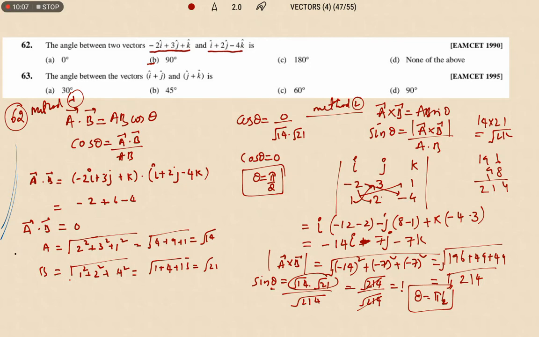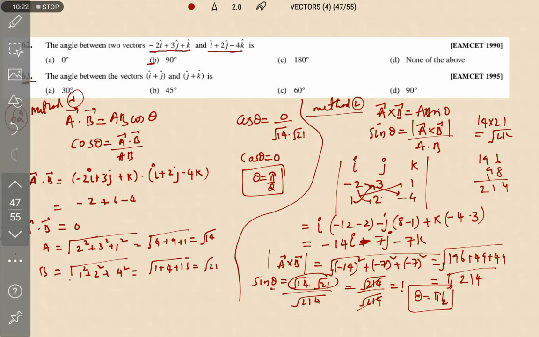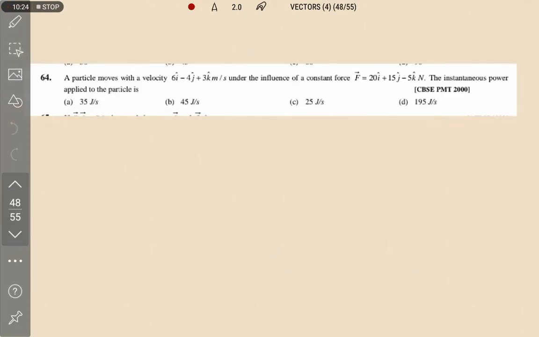Sometimes they are giving it exclusively in terms of sine, or exclusively in terms of cos. There you can use whichever matches the given options. Okay, 63 you can do in a similar manner. You can find it with the two methods and you will get the same answer. Right, let us see the next one.